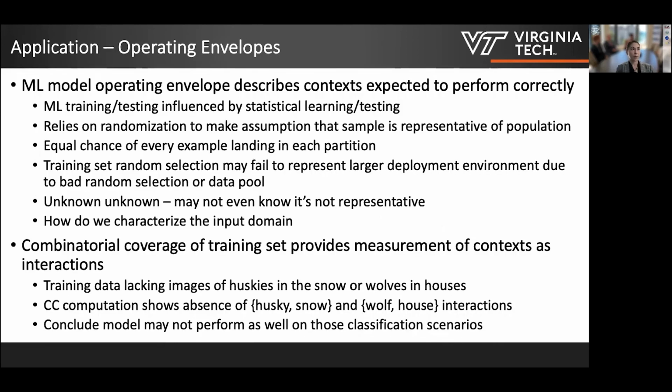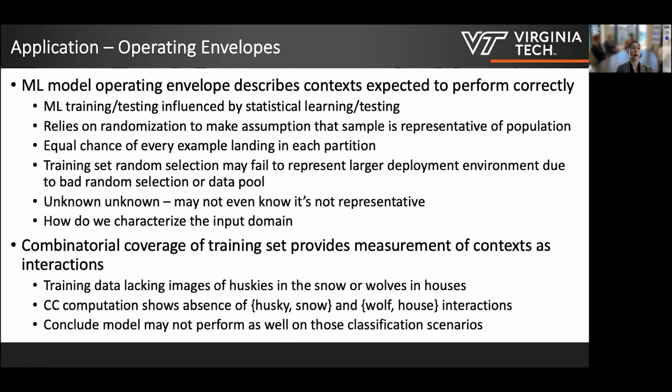So one application for these metrics is to talk about operating envelopes. A machine learning model's operating envelope describes the context in which it's expected to perform correctly. So we know that machine learning testing and training is influenced by statistical learning and testing. So it relies on randomization to make the assumption that a sample is representative of the population. In other words, there's an equal chance of every example landing in each partition.